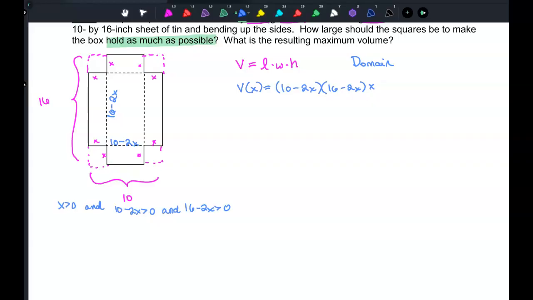Between 0 and 5, yeah. If it's got to be greater than 0, this will result in x has to be less than 5, and this will come out to be x has to be less than 8. In order for all three of these to be true, remember like when you're in Algebra 1, you graph and see where they overlap? Where are all three going to overlap? Between 0 and 5. Which makes sense, right? If I have anything bigger than 5, that's going to end up being a negative measure. Then you won't have a box.